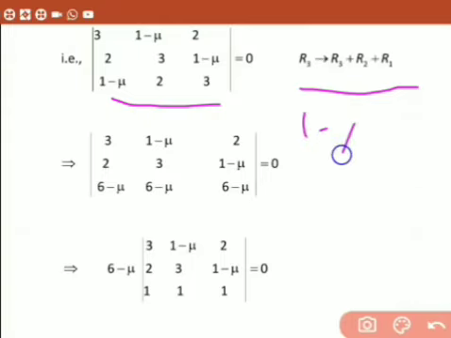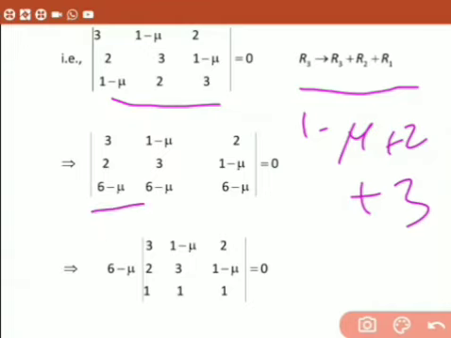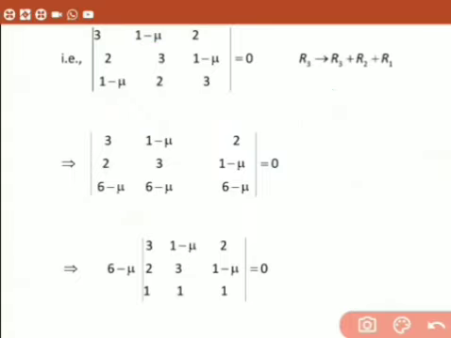Then you will get here 1 minus mu plus 2 plus 3, that is 6 minus mu, as the first element. Similarly the second element is also the same: 2 plus 3 plus 1 minus mu gives 6 minus mu. The third element is also 6 minus mu. And we know in a determinant, if a whole row or column is the same, then we can take it as common. So let us take 6 minus mu common, and in the last row we have 1 1 1.